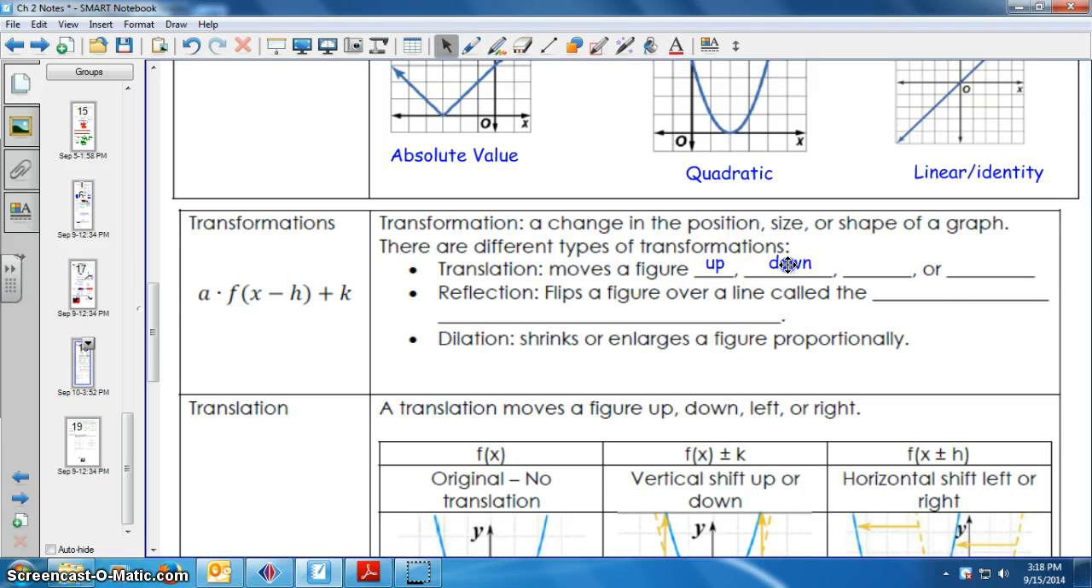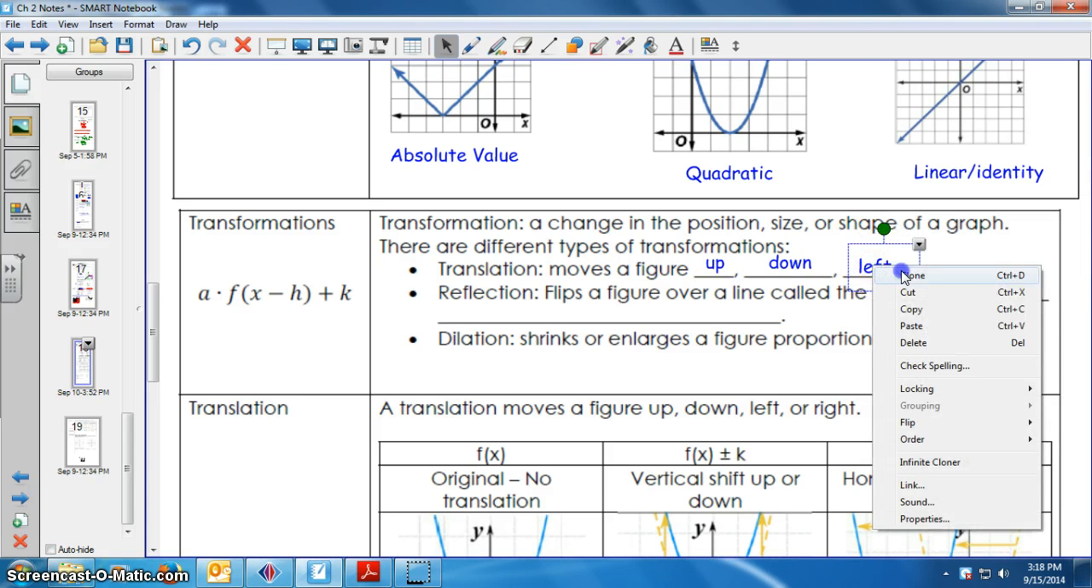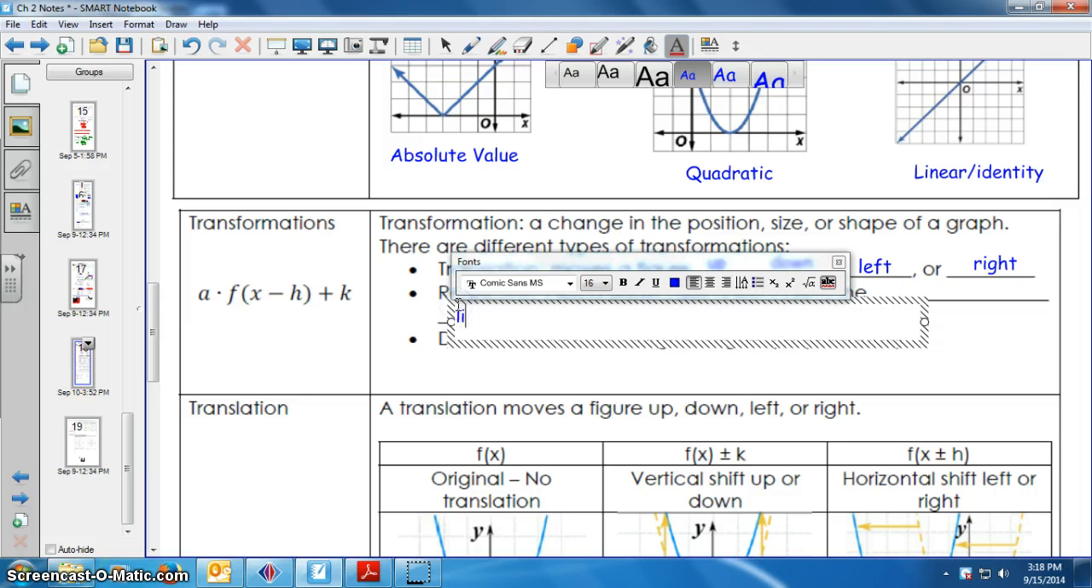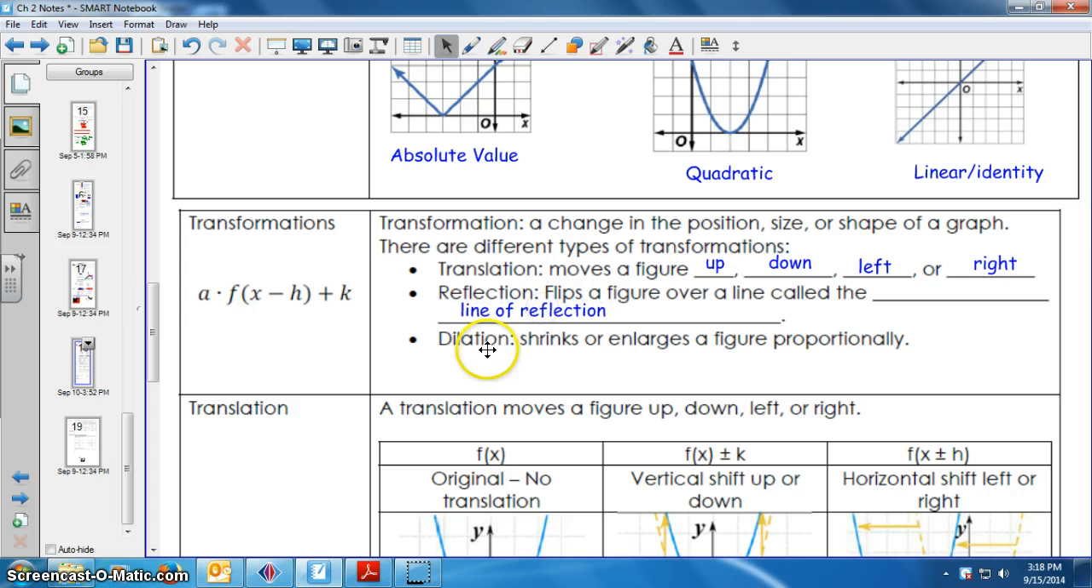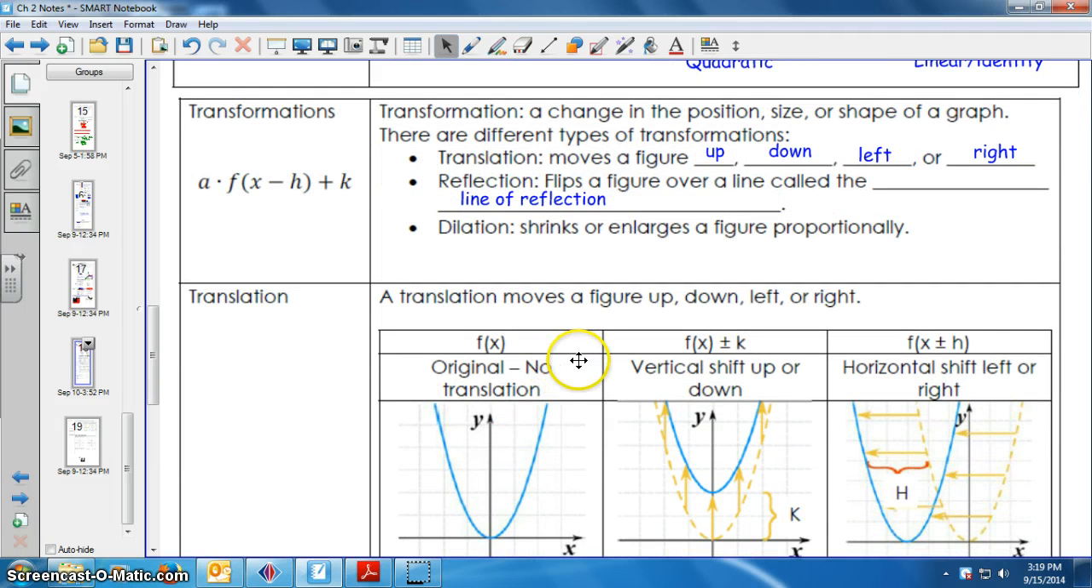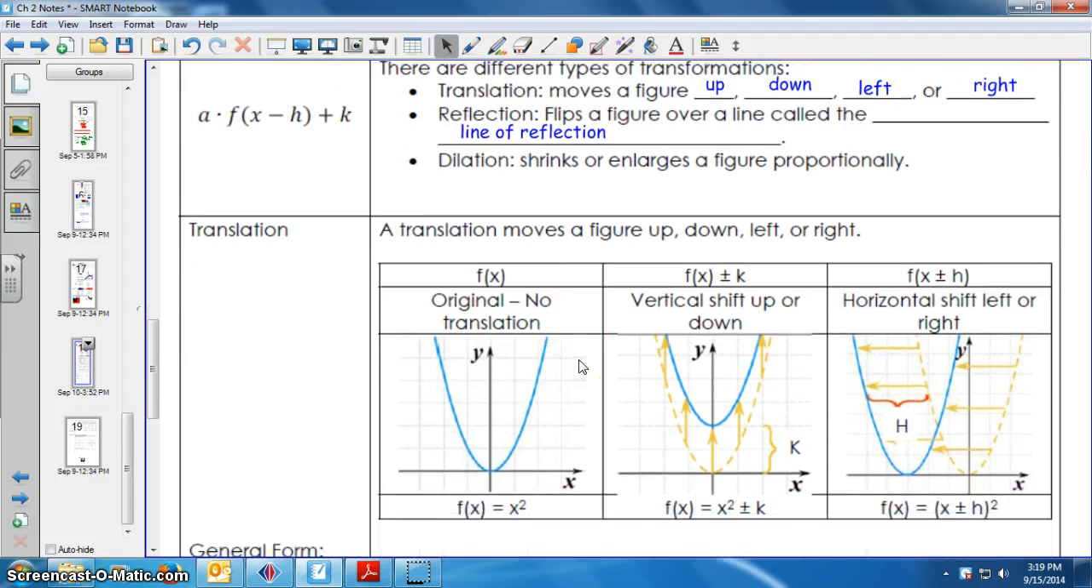We have ones that move the figure left or right. Reflections, we've definitely already seen that before, but that flips a figure over a line called the line of reflection. So it just flips it over that line of reflection. A dilation is what we're going to get into on our next video, and that's shrinking or enlarging a figure proportionally. So these first few are pretty easy since we're just moving it up, down, left, right, and reflecting.